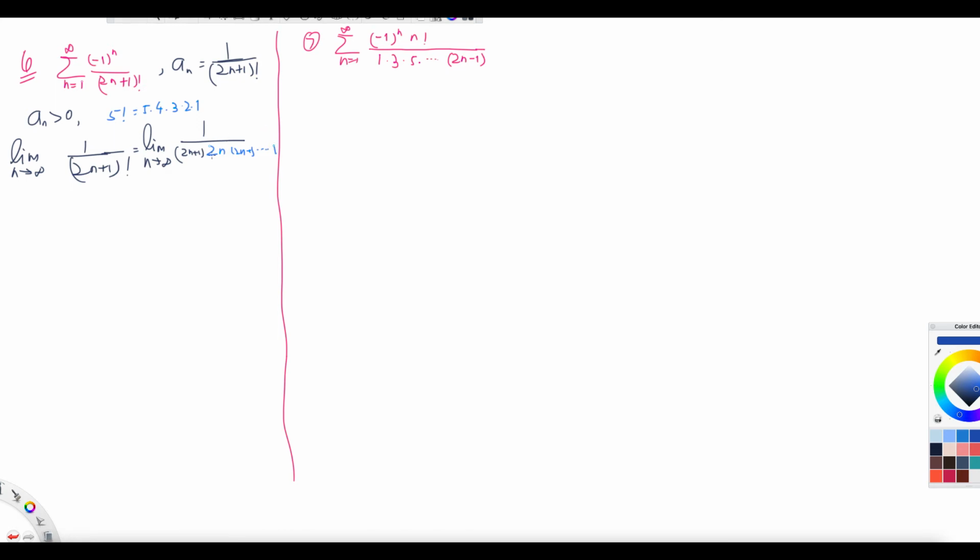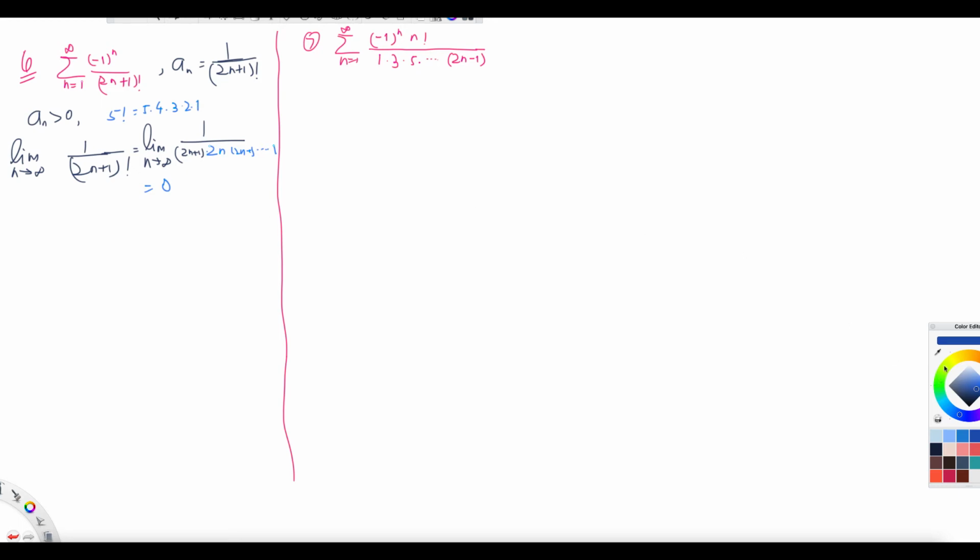So when n tends to infinity, what happens to this? Basically, this goes to 0, right? This goes to 0 because there is nothing on the top, only n in the denominator. When n tends to infinity, the denominator goes to infinity, right? And then 1 over infinity will be 0. That's what you get.